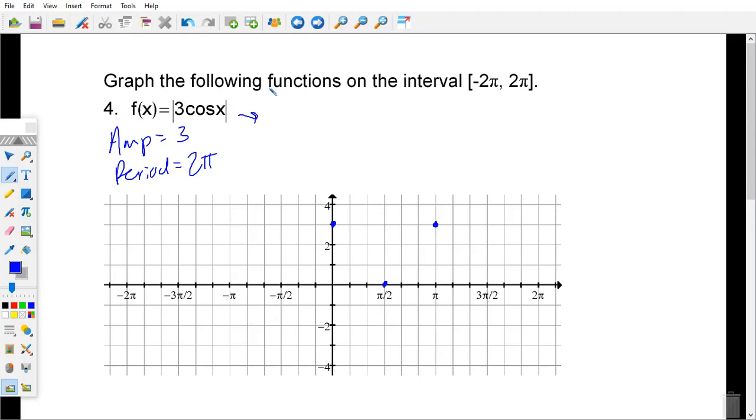So when your absolute value is around the entire right side, that means there are no negative y values. All negative values become positive. So the same thing would happen. It doesn't affect your period.